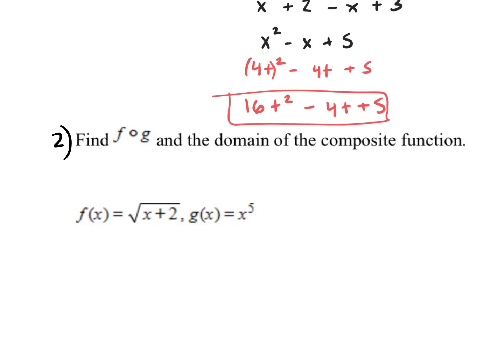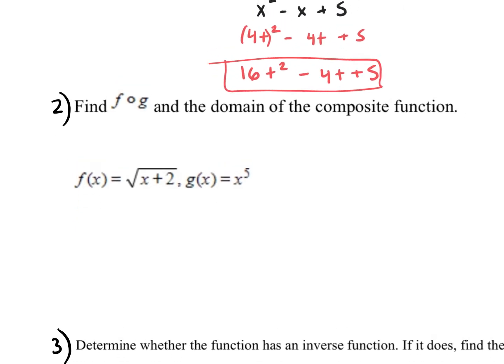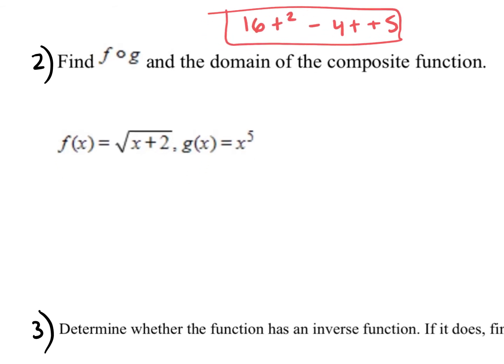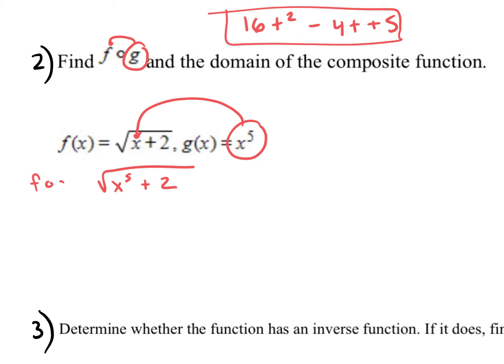All right, let's look at number 2. Here we have to find f of g and the domain. So f of g means that we have to take g and put it inside f. So I'm going to take my entire function of g, put it in the x, in the f of x. So I have the square root of x to the 5th power plus 2. So this is my f of g.